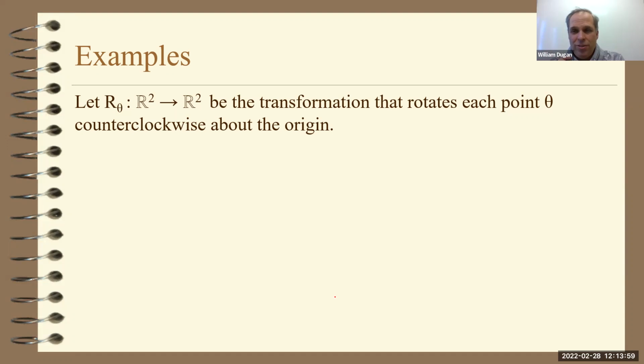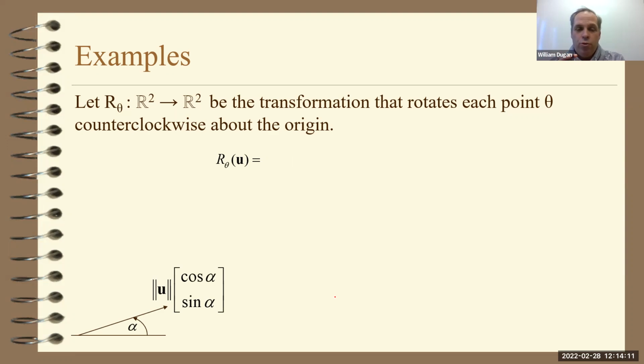So instead, I'll do it symbolically. We'll need a little bit of trig. Let's say R sub theta applied to u. I'm going to take the vector u and draw it in standard position, which I've done down here for you. When you do so, that vector has an angle, alpha, that you rotate counterclockwise from the positive x-axis to get to it. There's also a length to that vector.